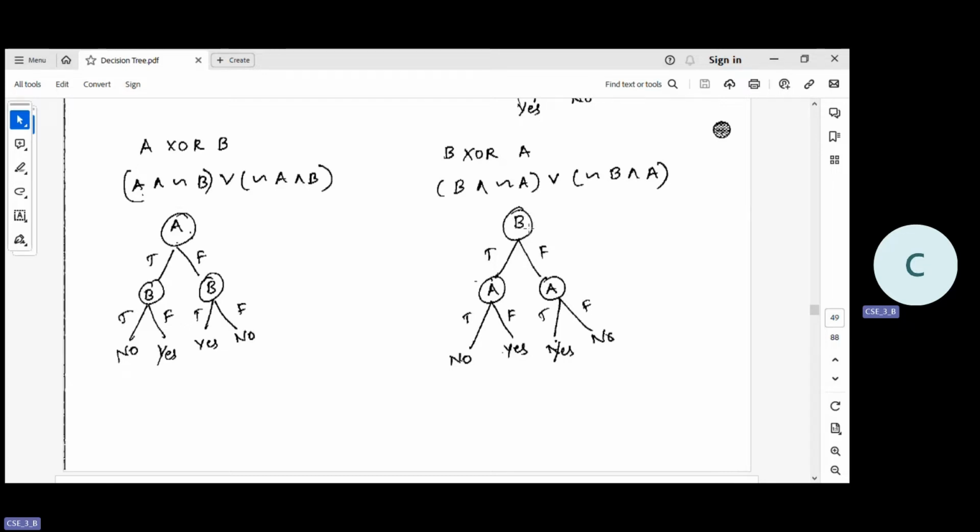And one more thing we have to observe here, since it is an OR operation. When B is false and A is true, the decision is yes. Similarly, B is true and A is false, the decision is yes. When B is true and A is true, the decision is no. Similarly, when B is false and A is false, the decision is no. So this is the XOR operation, that is how to write a decision tree for the Boolean function. Thank you.